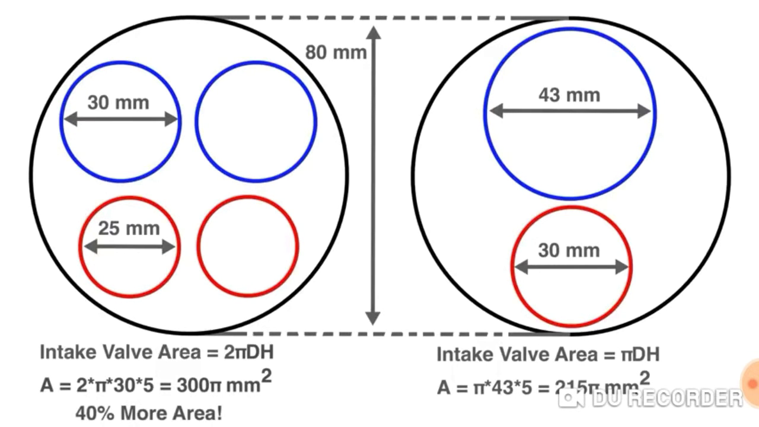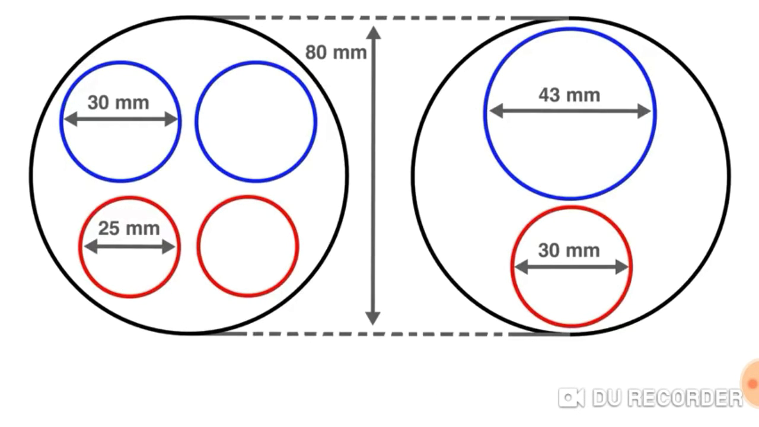300 is obviously larger than 215, so in this case the 4-valve cylinder has 40% more area for flow, which can make a significant difference in top-end power. In order for the 2-valve cylinder to have relatively the same intake area, it would require 7 millimeters of lift, though of course with increased lift, you start to run into clearance issues with the pistons. All variables equal, having 4 valves provides significantly greater airflow.